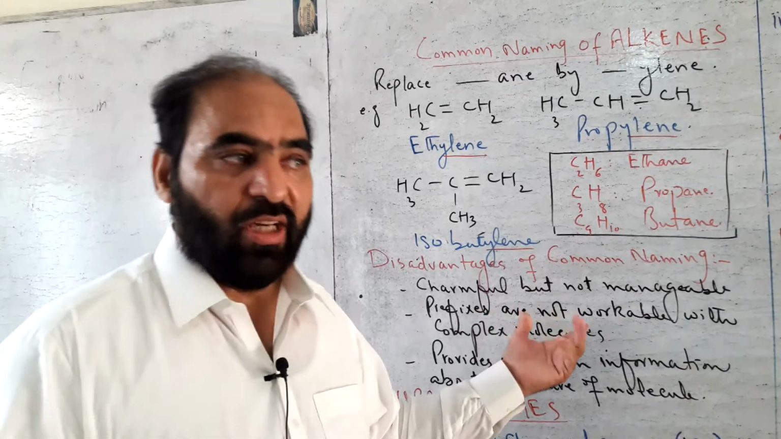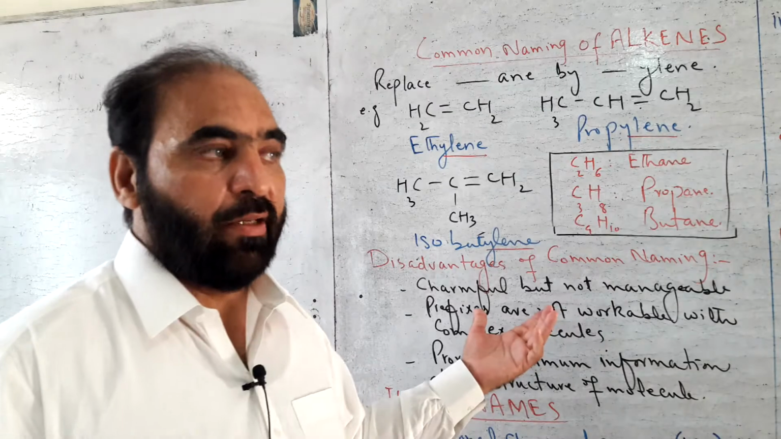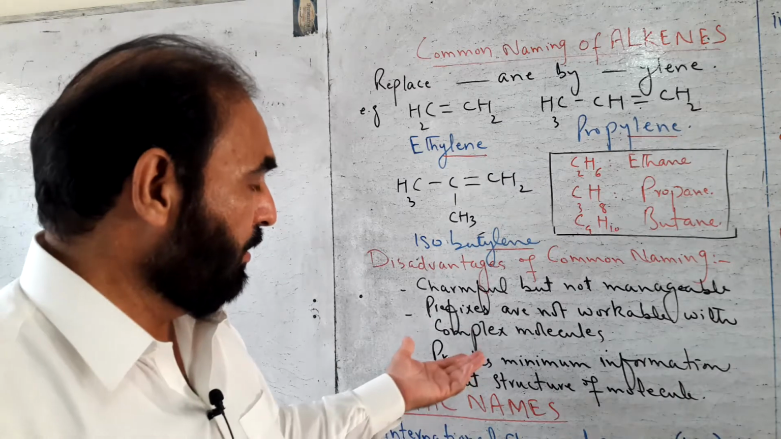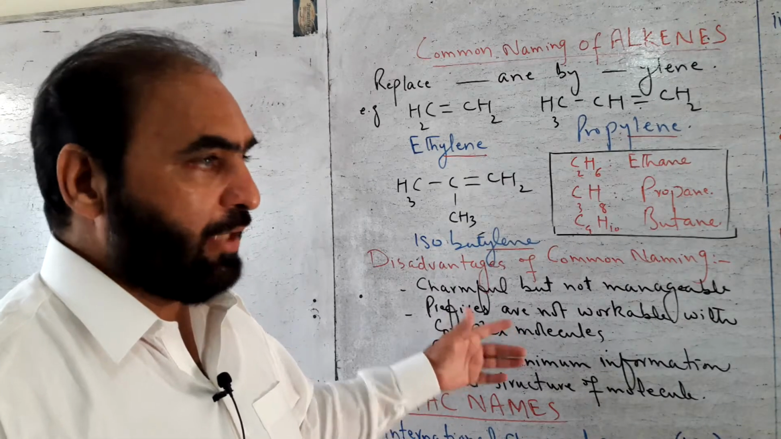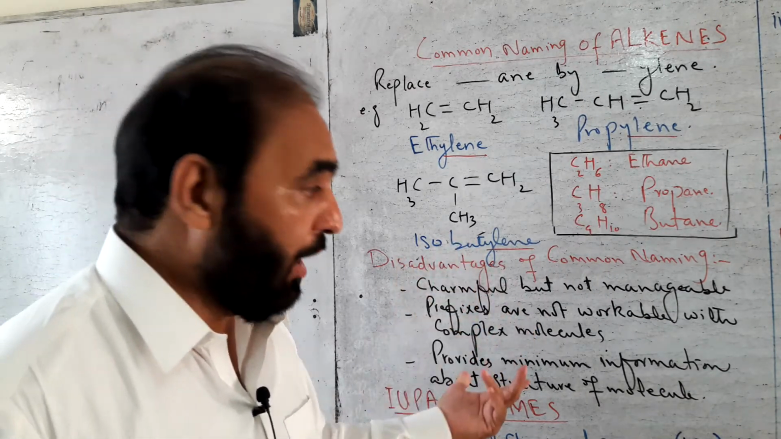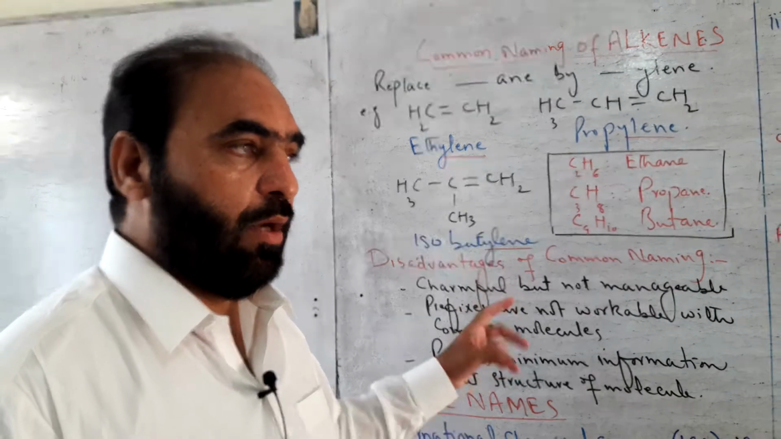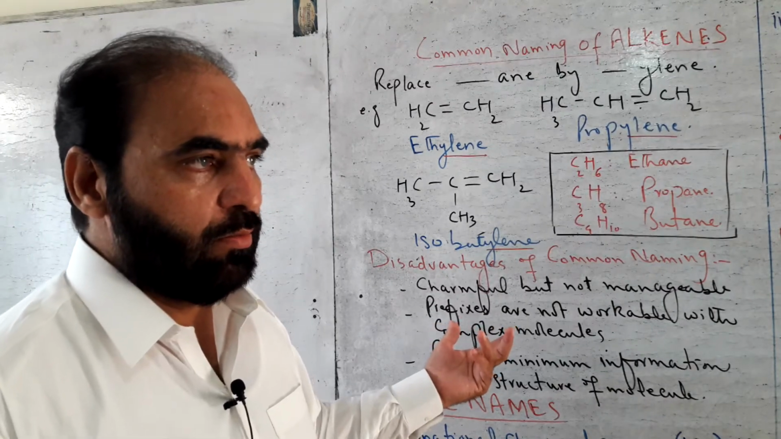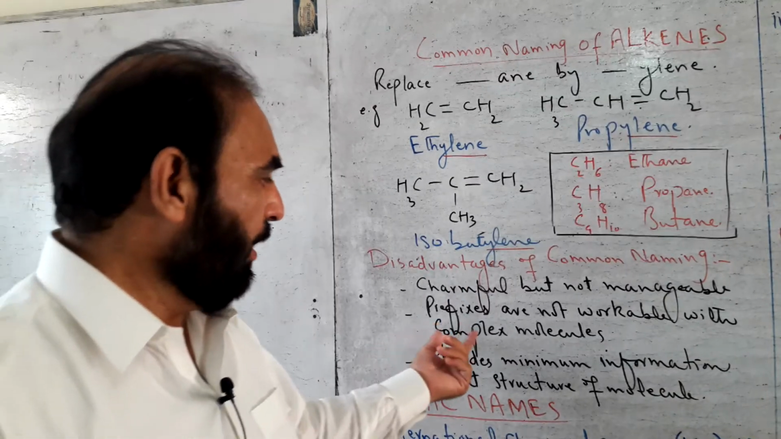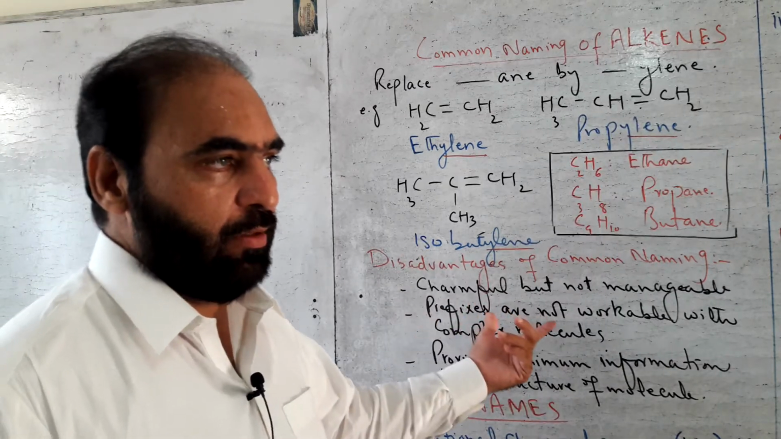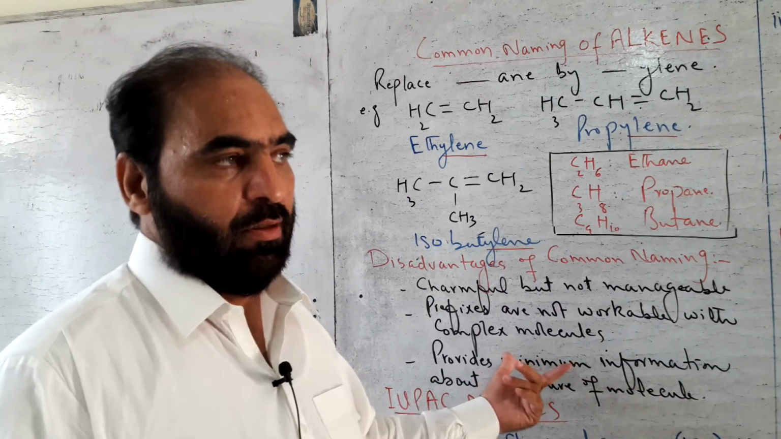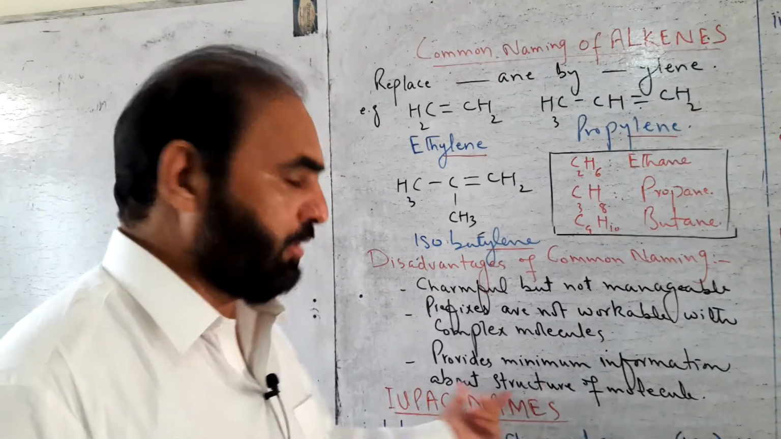But if there is a molecule with more than 4 carbon atoms or 5 carbon atoms, we have several isomers of that molecule. For example, hexane has 5 isomers for which we don't have prefixes to fix their name with common method. So that is why common method is not workable for complex molecules. Moreover, this method gives very minimum information about the structure of molecule.